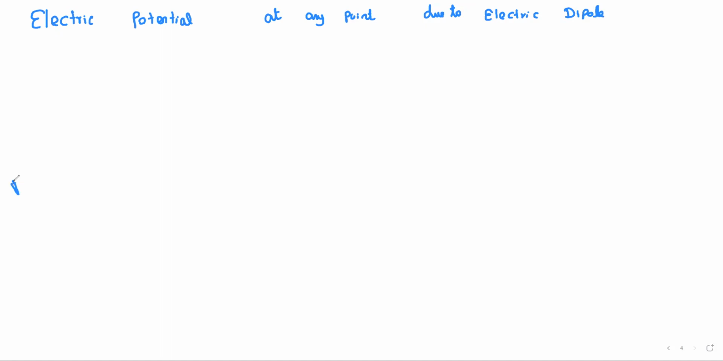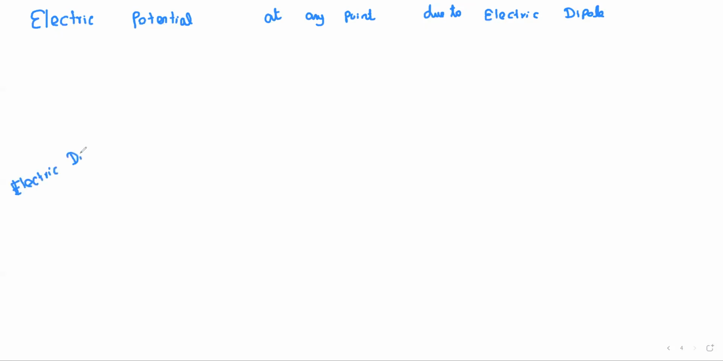Now we are going to derive the electric potential due to electric dipole. What is the electric potential at any point due to electric dipole? We know what an electric dipole is.